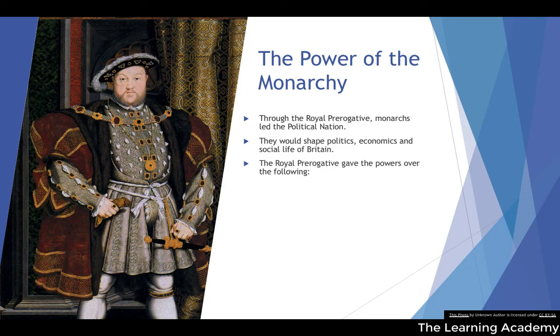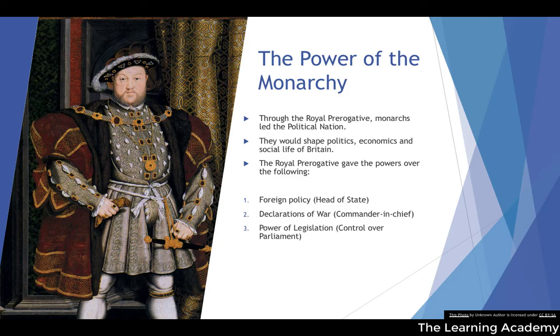The royal prerogative gave the monarch power over the following things. We have foreign policy, as they were head of state. They had the power to declare war as they were commander-in-chief. They had a sort of pseudo-power over legislation, because they could control Parliament by calling it and dissolving it whenever they wanted. And they also had power over religion ever since Henry VIII became the supreme governor of the Church of England.